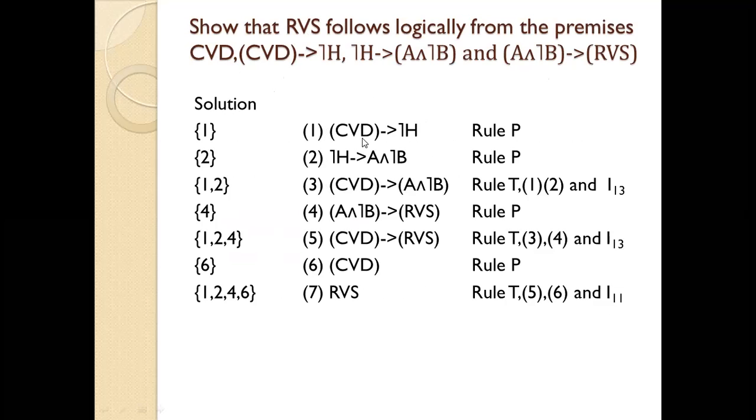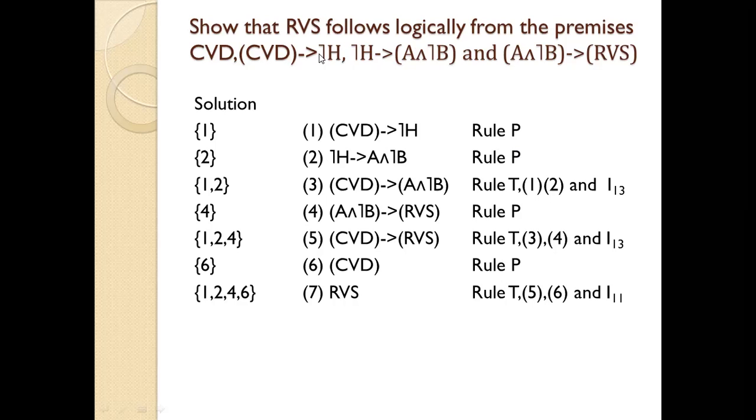So we'll begin with the first one. C or D implies negation of H. This is rule P which is given to us. The second one, negation of H implies A and negation of B. The second premises which is given to us. So rule P and rule P.